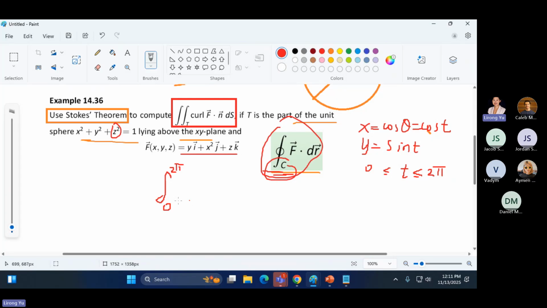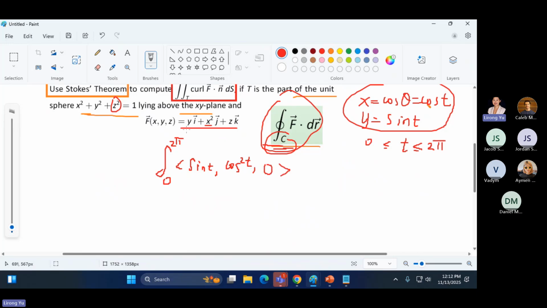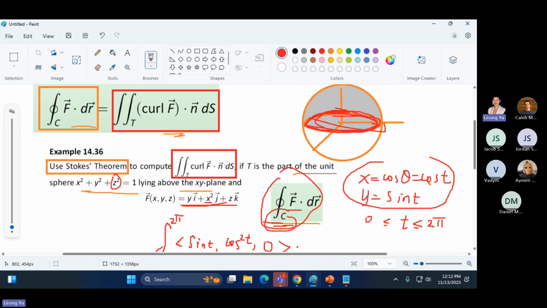And here we're going to have the F. The y equals sine t, so we have sine t. And then the x is cosine t, so we have cosine squared t. And then z equals 0 on the xy plane, so that's basically 0. So that's our F in this line integral calculation. A line integral follows the equation of the line, and the surface integral follows the equation of the surface, which kind of makes it nice.